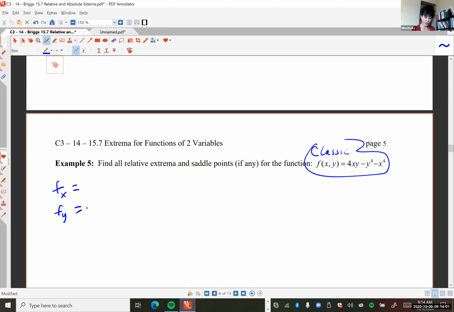So when you take the partial of 4xy minus y to the fourth minus x to the fourth with respect to x, I think I'm going to get 4y minus 4x cubed. That look right? Equals 0. Yes, that's right. And then if I take the other partial with respect to y, 4x minus 4y cubed. That's going to equal 0.